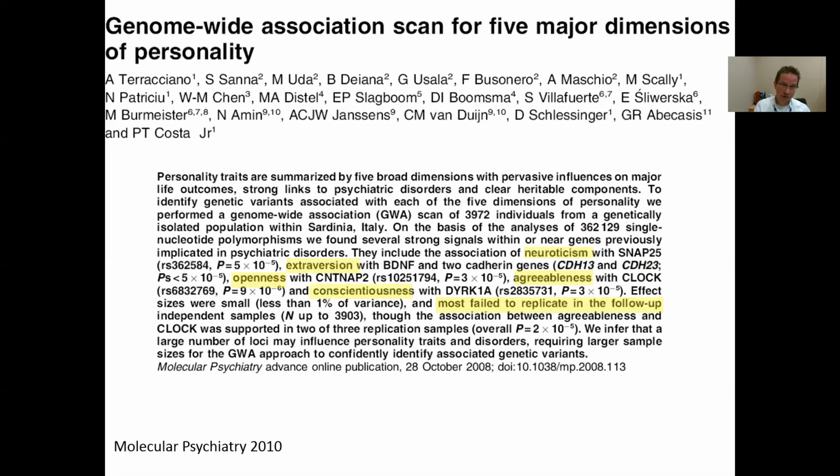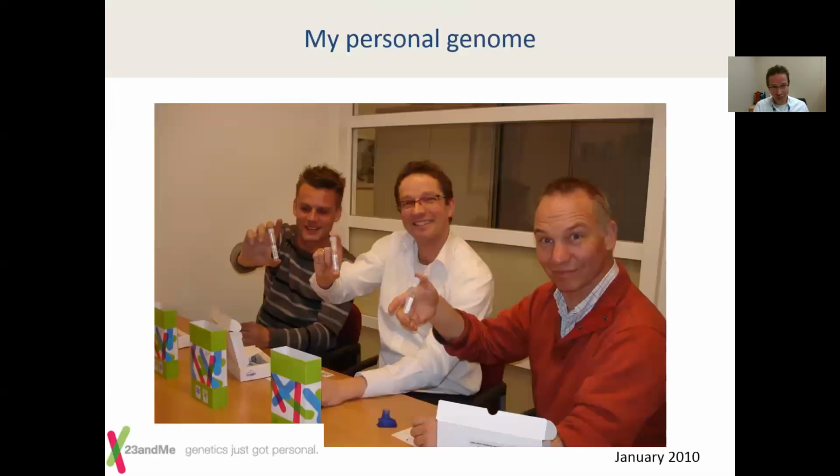But by expanding this to larger cohorts of patients, there are maybe genetic variants that really do something and can be used for predicting how a person is. But again, you have to be careful in the interpretation.